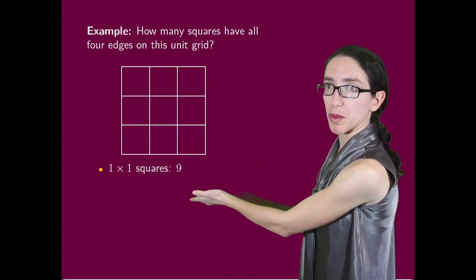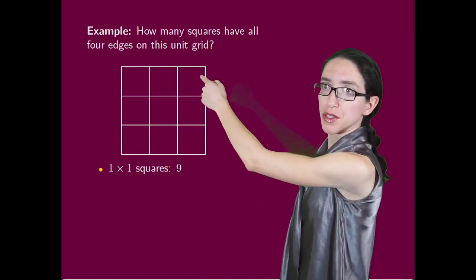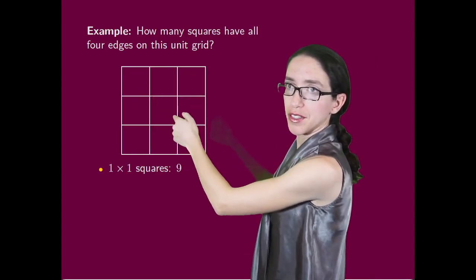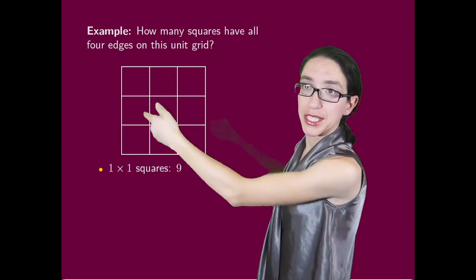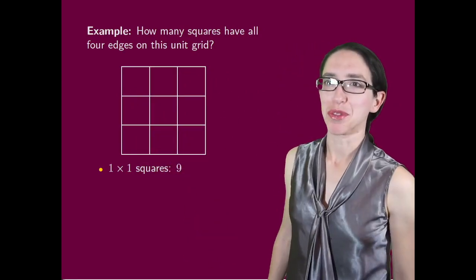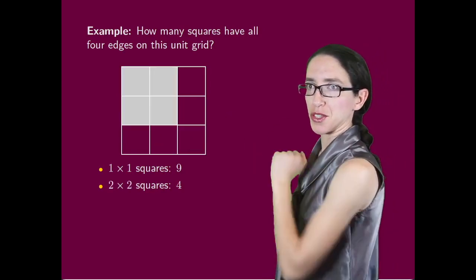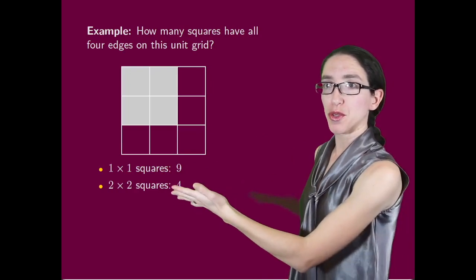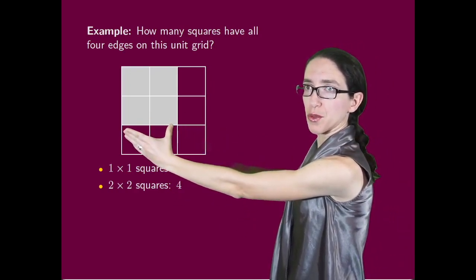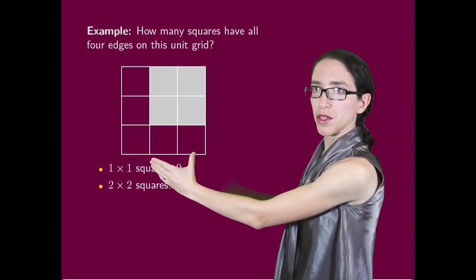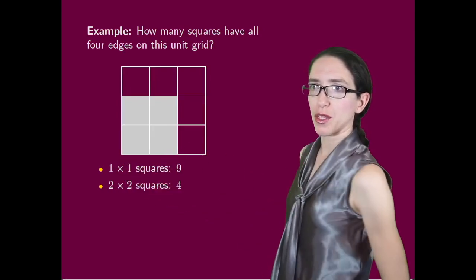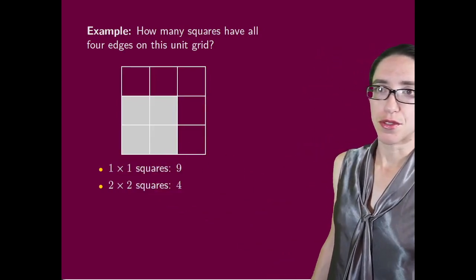So let's count the 1 by 1 squares first. There's 9 of those. 1, 2, 3, 4, 5, 6, 7, 8, 9, or 3 times 3. And we'll get to the multiplication principle soon. For the 2 by 2 squares, I claim there's 4 of them because you can draw this one in this corner, or move it over 1 step, or move it down, or move it over to that corner. And there's 4 in all.